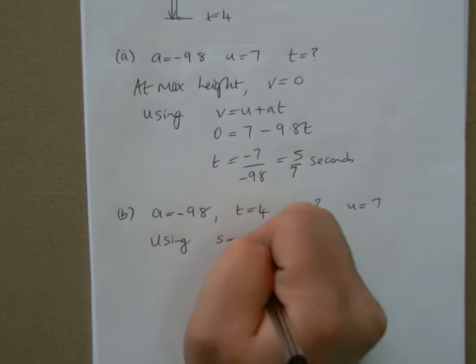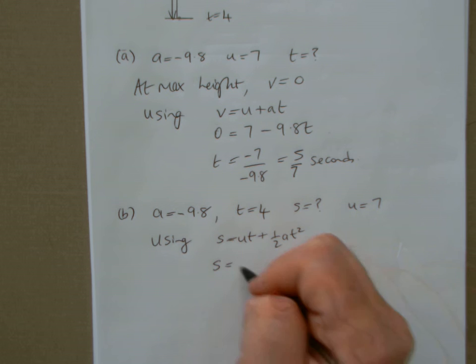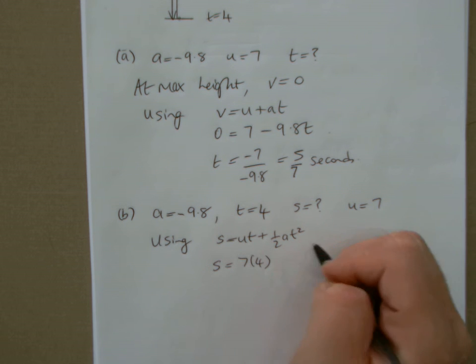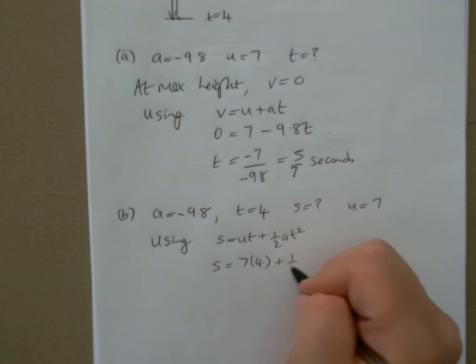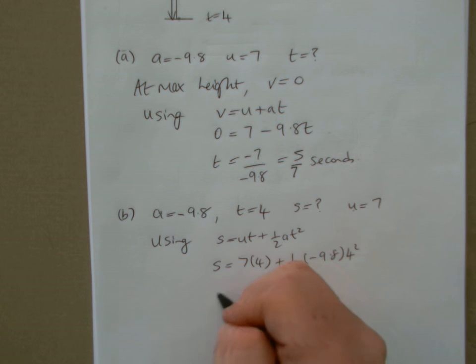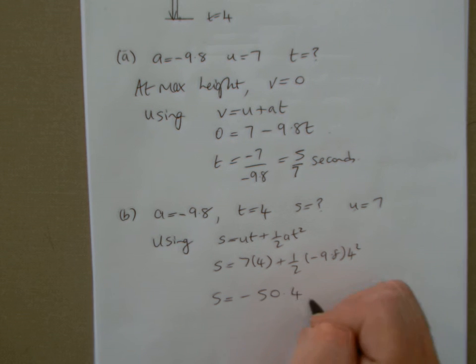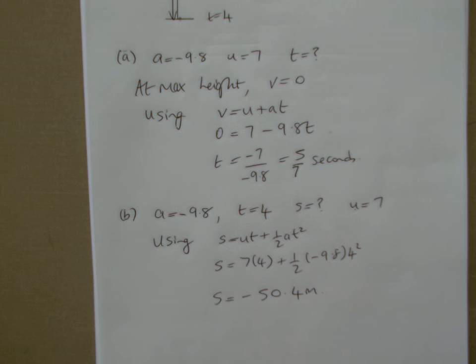I think I've got enough information there, because what I can do now is, using s equals ut plus half at squared, s will equal 7 times 4, u times t, plus half a, which is minus 9.8, times t squared, which is 4 squared. So on my calculator, it comes out to be minus 50.4 meters.